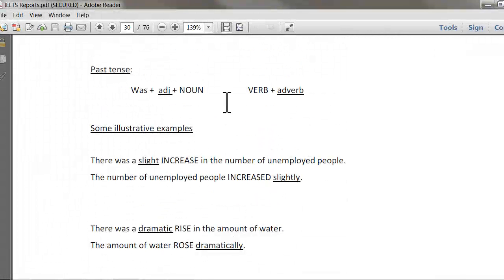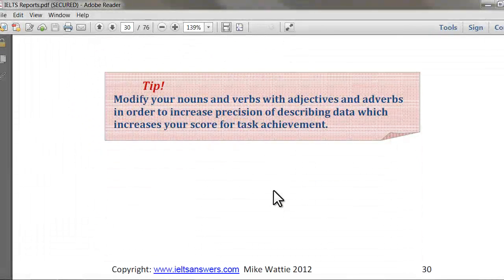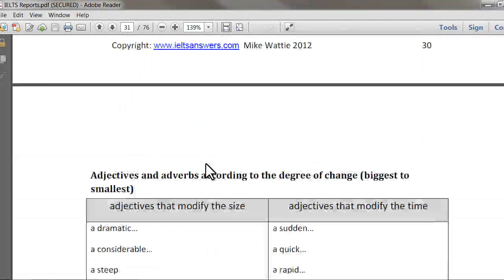Okay, so we want to have these sentence structures, and then just telling you that this is a good thing to do. So there are tips throughout the book as well, and this I think is useful too, just to highlight some of the things that you can do.